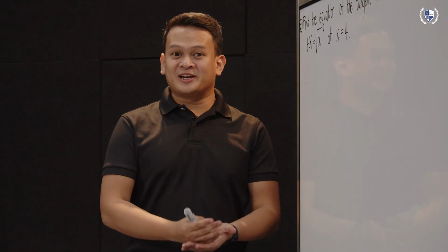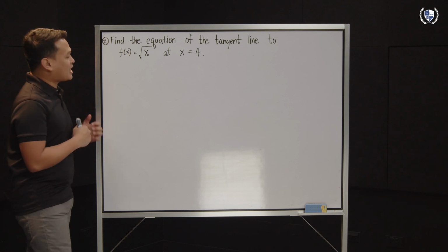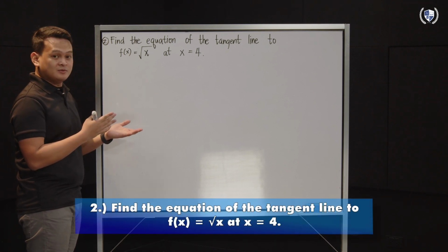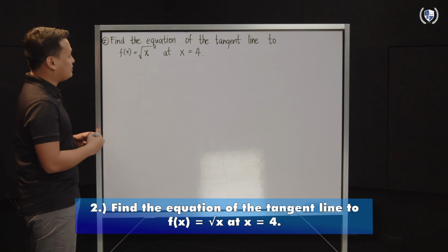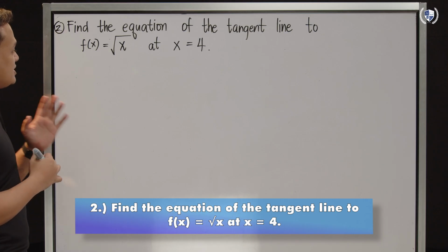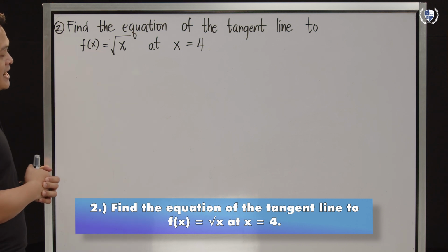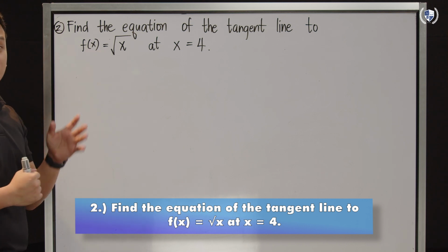So, let's have another example. Syempre, di ba? Practice makes perfect. So, for our next exercise, find the equation of the tangent line, same direction dun sa ating first problem. Pero ang ating f of x in this case is given by the expression square root of x at ang ating value ng x equals sa 4.